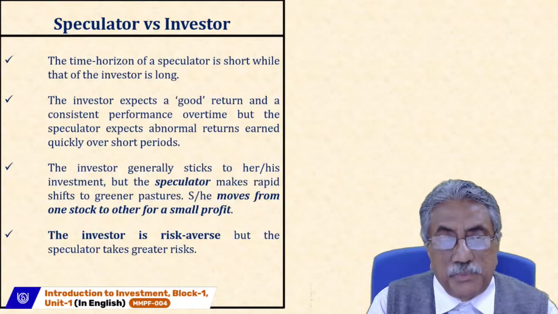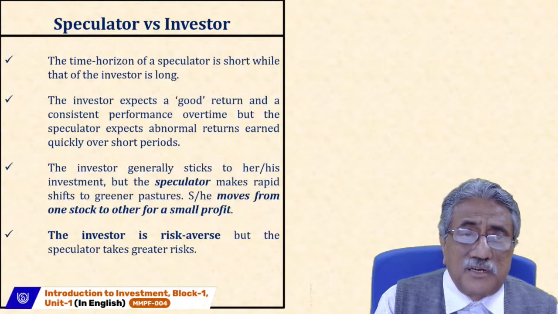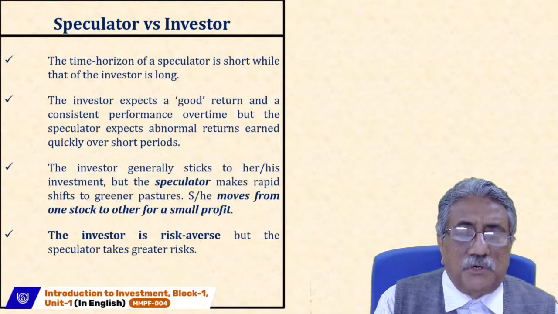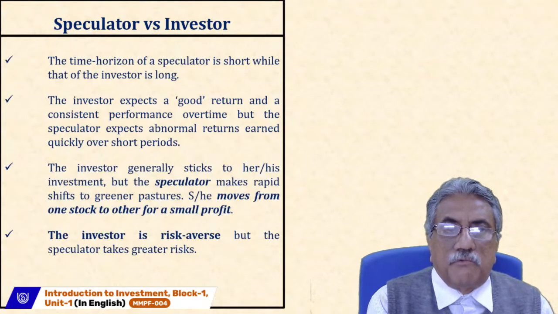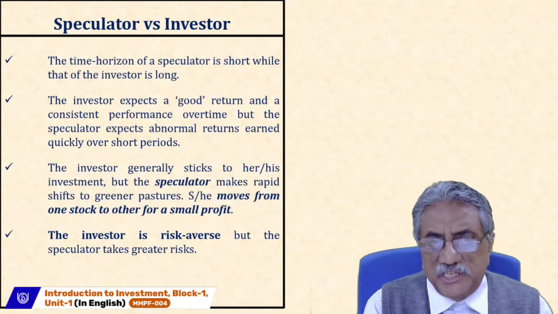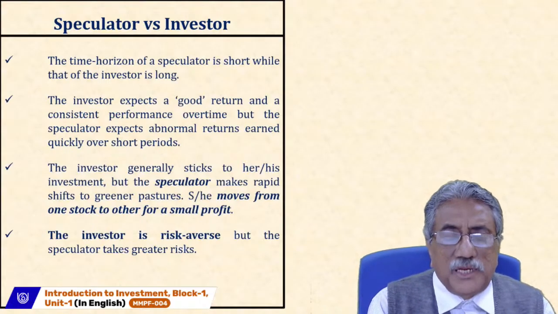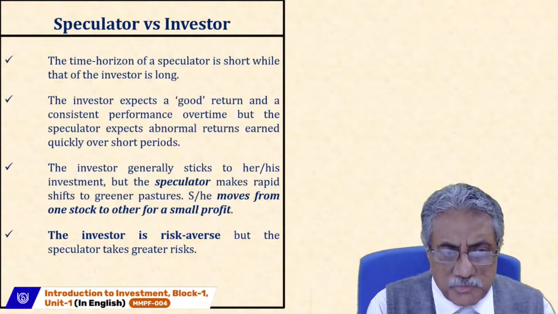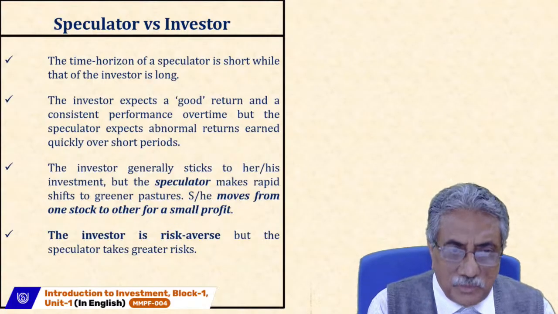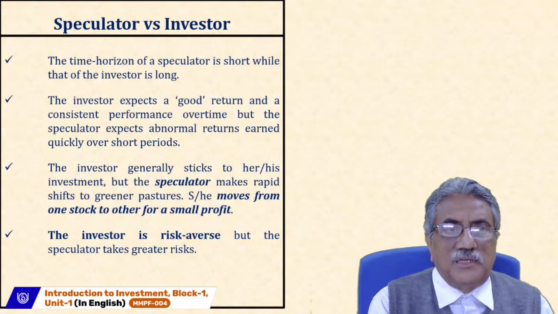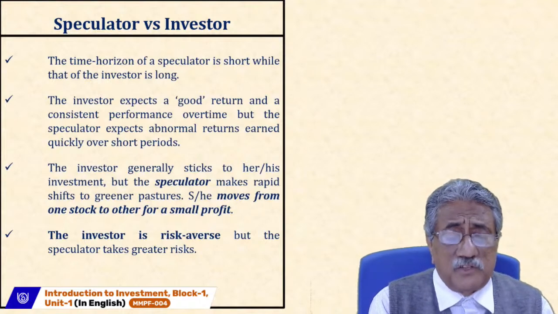Somebody invested in Asian Paints, somebody invested in Ultratech Cements, somebody invested in Bajaj Finance. They have got a very good return over a period of 10 years. But if you are shifting here and there, you will get only part of that profit. So it will be a small profit. I hope I am making the point clear about the difference between a speculator and an investor.